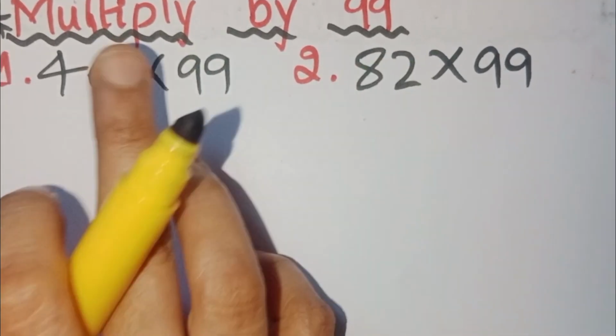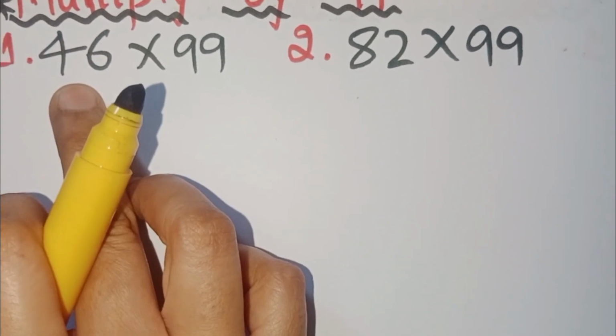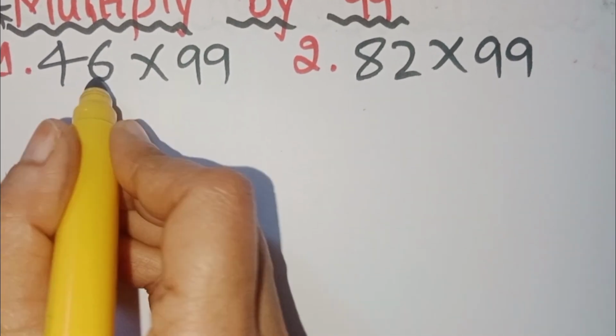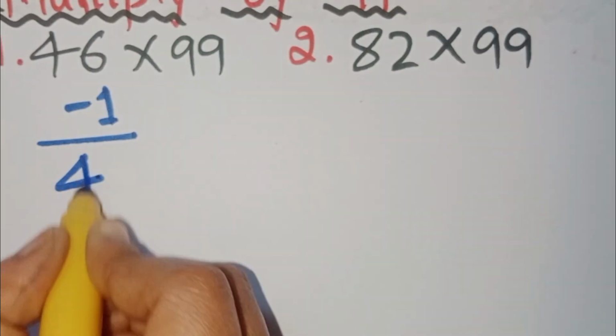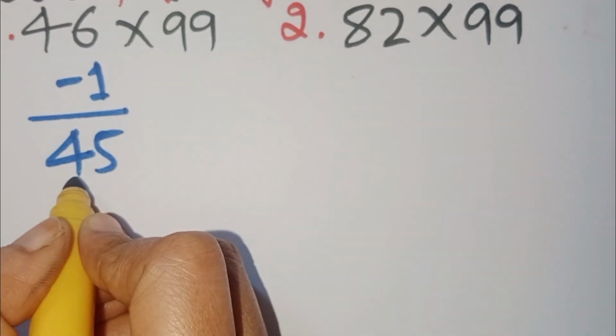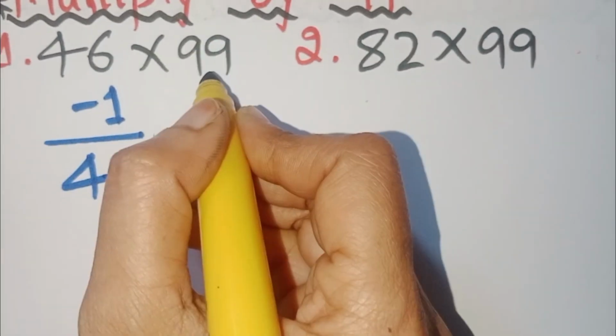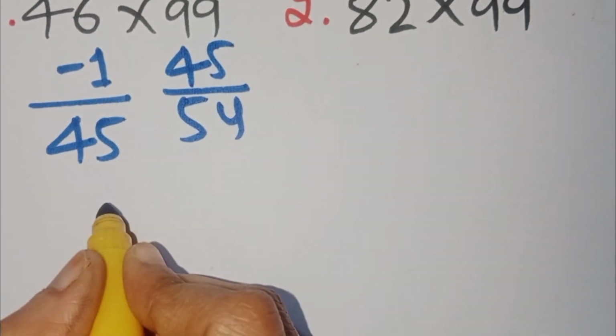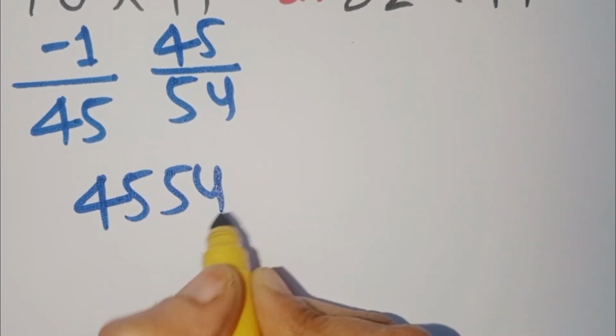Multiply by 99. Subtract 1 from the number, then subtract the result from 99. Let's try this example. First, subtract 1 from the number. We get 45. Now, subtract the result from 99. We get 54. 45, 54.